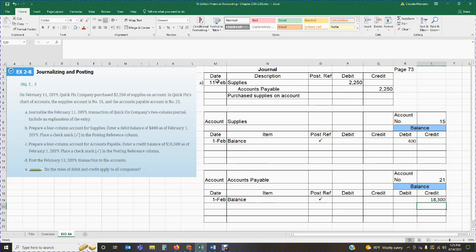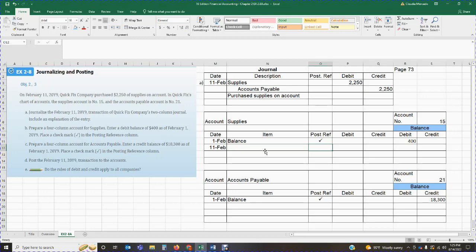So the first thing we're going to do is locate the debit. You always start with the debit. The debit affects my supplies account. So we're going to locate our supplies ledger, which is this one. And we're going to transfer the date. This is 2/11. For the item, we will not put a description. The only time you put a description is if it's the beginning balance, an adjusting entry, or a closing entry. If not, you leave it blank. So we're going to leave it blank.